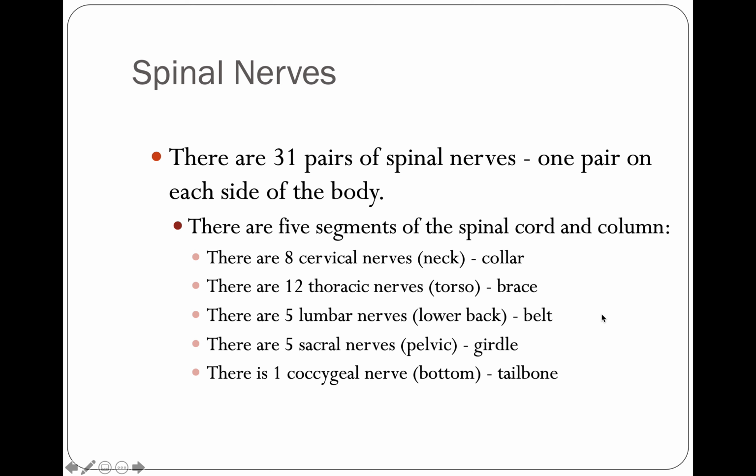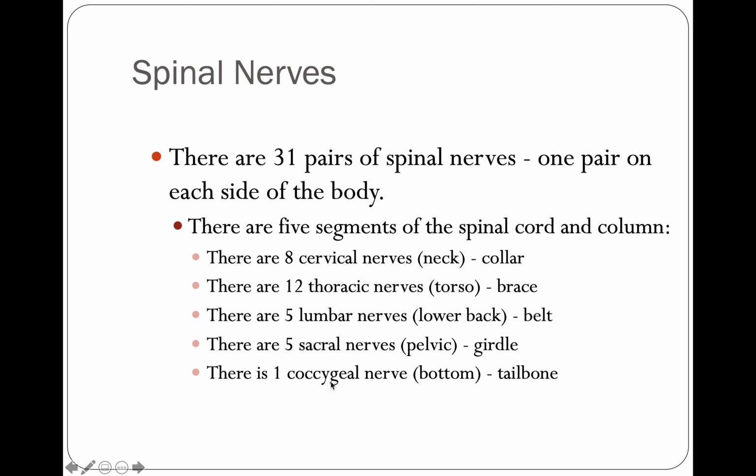There are 5 sacral nerves. That's your girdle. That's around your pelvis, in your pelvis area, and sacral means girdle. And there's one coccygeal nerve that's in your butt. It's right at the end of your spinal column, and it means tailbone, coccygeal.